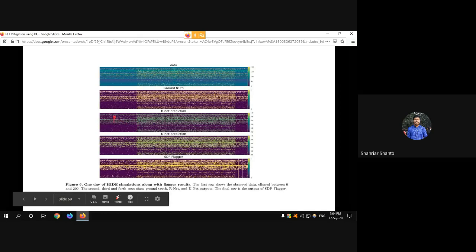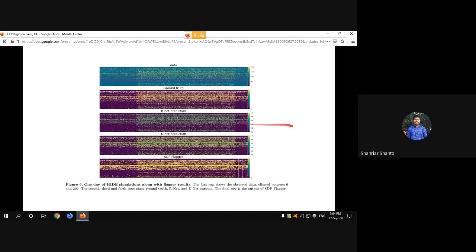The RNet is really close to the ground truth. The UNet has some false positives, but the SDP flagger, the built-in flagger in Meerkat, has many more false positives. So we can say the RNet is fairly more accurate than other works. The UNet was the previous very good machine learning model, so RNet surpasses the previous best model.